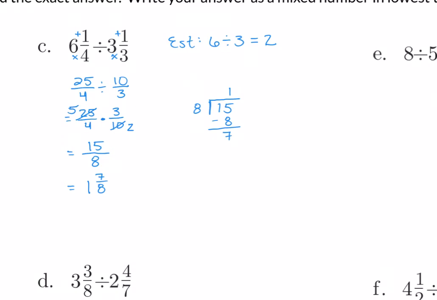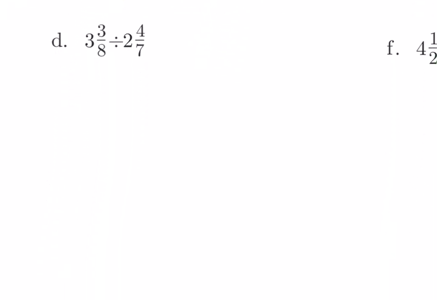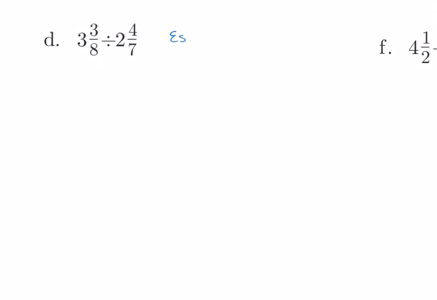All right, a couple more. All right, estimate 3 3/8. Does it round up or down? 3/8 is smaller than 1/2, so we're going to round down. 4 over 7. If I have 4 out of 7 pieces of candy, that means my friend has 3. Since I have more, I'm happy, so I'm going to round up. So we get 3 divided by 3. And if we go ahead and perform the computation, we get 3 divided by 3 is equal to 1.